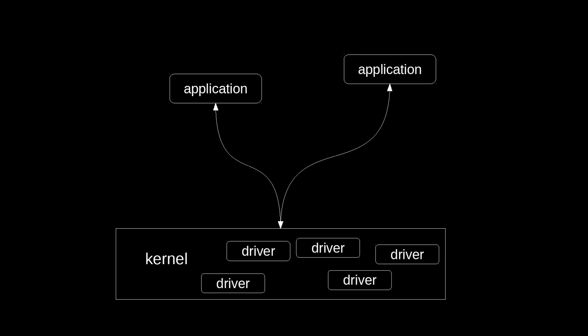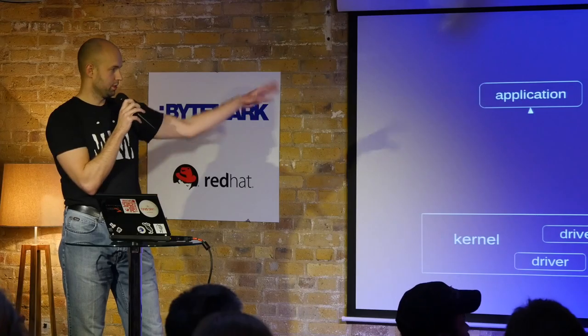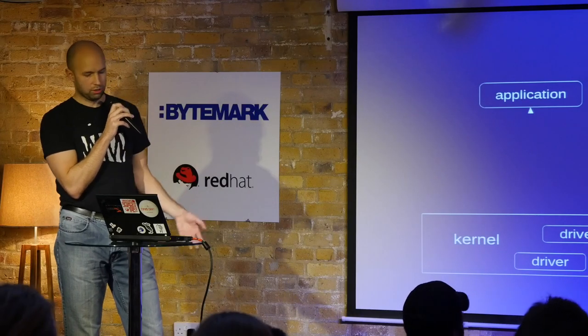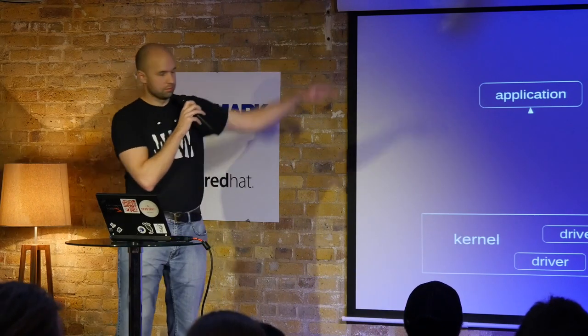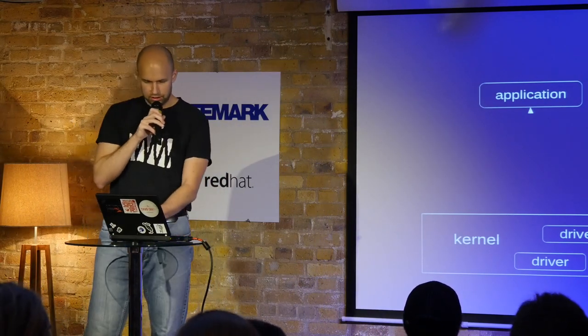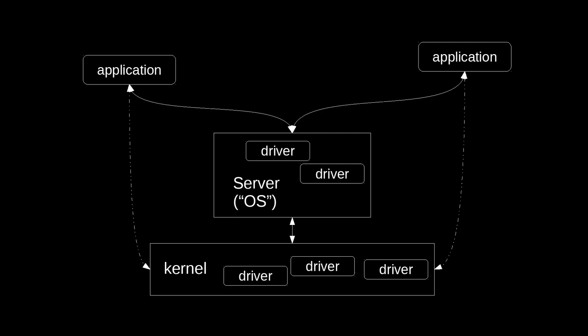But here we have one operating system. I'll just go through this quickly. So this is attempting to depict a monolithic kernel. There's a huge clunk of garbage at the bottom, and then there's some applications running on the top, and then it's crashing and burning.